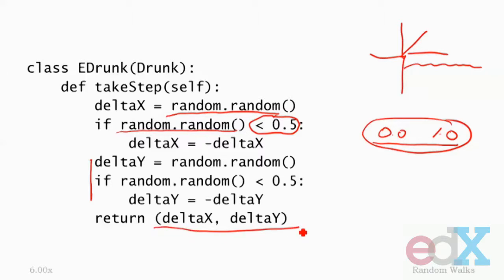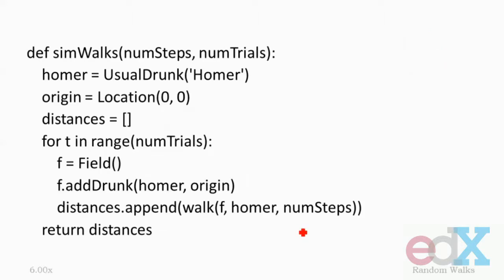Almost ready to run a simulation, but not quite. Why not? Well, let's go back and look at what SimWalks did. You'll notice that I did something that perhaps I shouldn't have. I hard-coded usual drunk in this code, so that in fact I have no way to experiment with any drunk other than the usual drunk. Probably not good programming, and fortunately something that's easy to fix. So let's now go over and look at the code where I fix it.